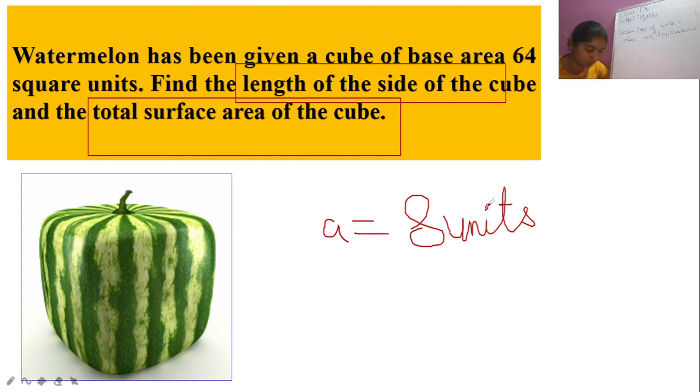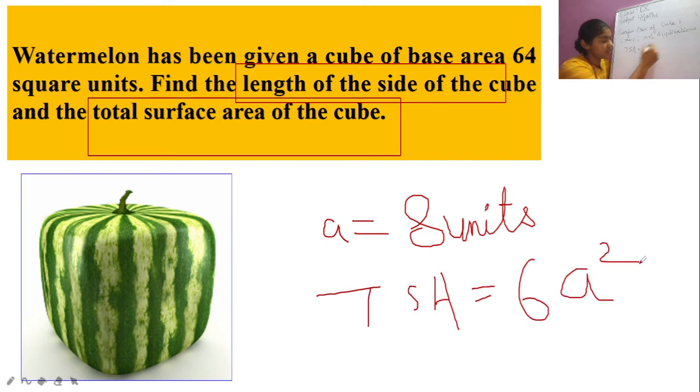So how will you do it for the total surface area? Yes students, we know that for the total surface area we have a formula, that is TSA equals 6A squared. So we'll just substitute all the terms because we have a side also, so now it is very easy for us. TSA is 6A squared, that is 6 into 8 into 8. So calculate the answer and tell me, it is in square units.